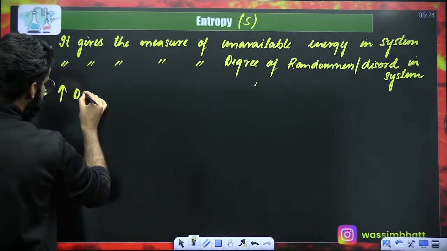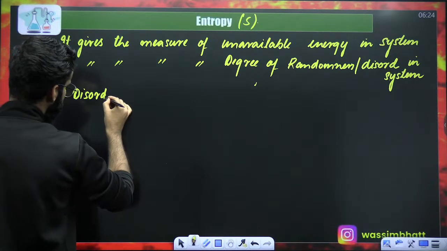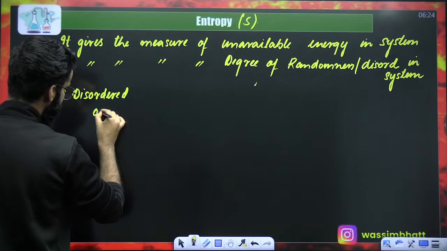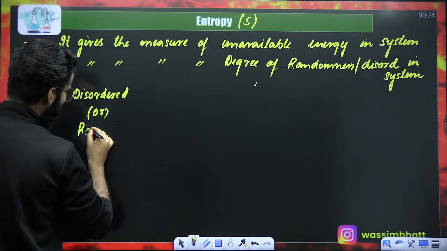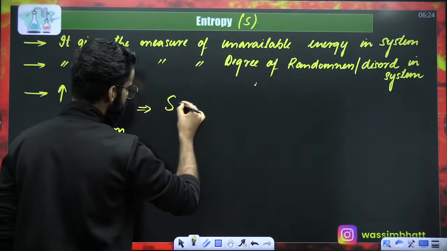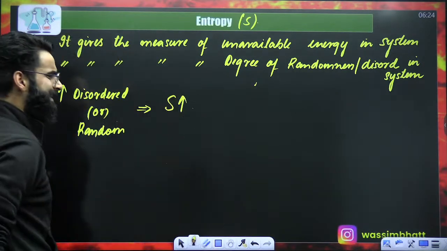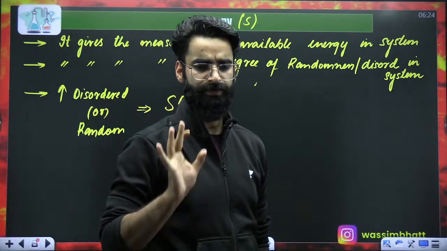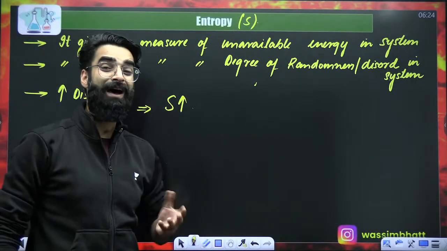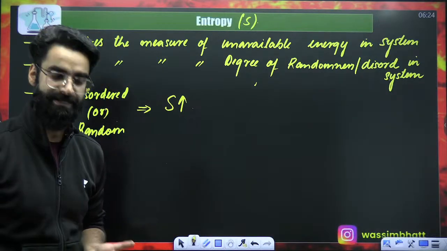More disordered the system, or I'll say more random the system, more is going to be the entropy of the system. These are the 3 points which I would want you guys to remember first of all. What is entropy? It gives the measure of unavailable energy present in the system.